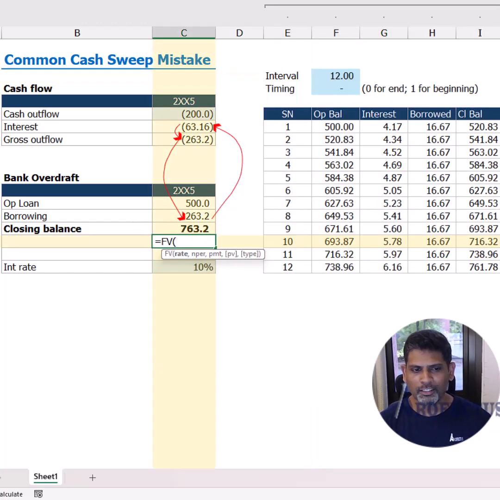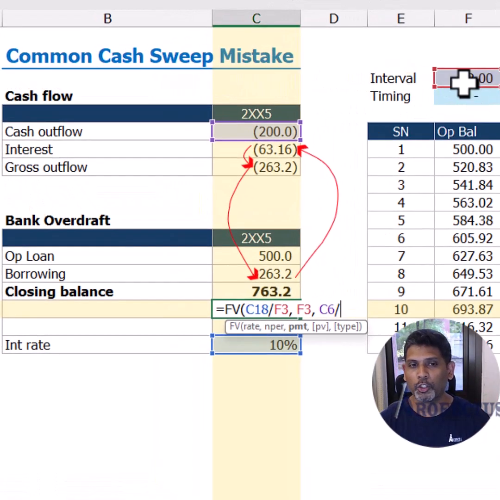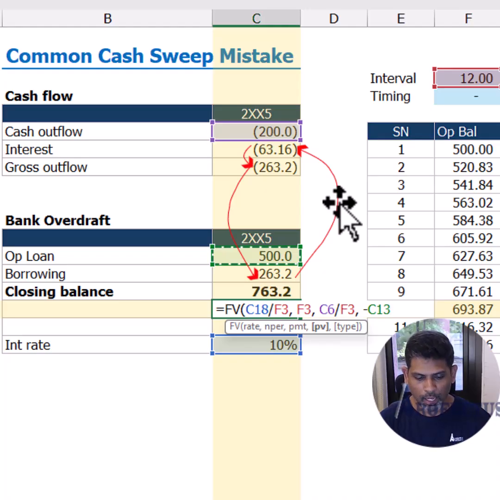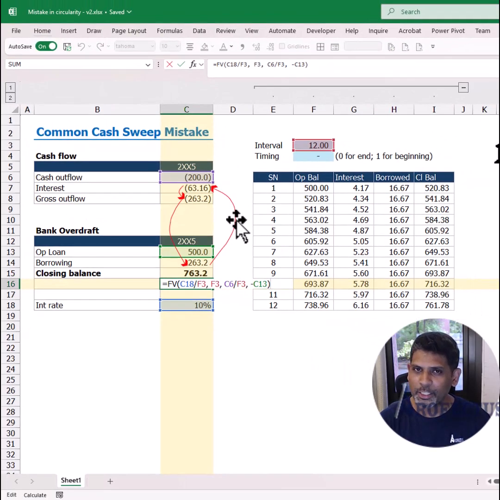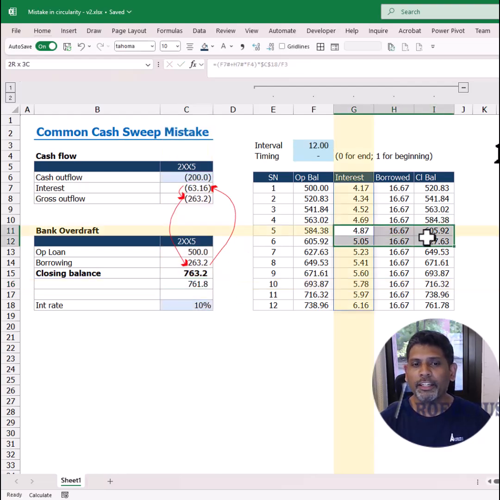Future value, what is the rate of interest? 10% upon 12. Number of periods is again 12. What is the amount we borrow in each period? That's going to be the shortfall, the core business shortfall, divided by 12. But I already have 500 outstanding. Let me put it as the present value. I'll close the bracket. I got the same 761.8 without the need for this schedule.